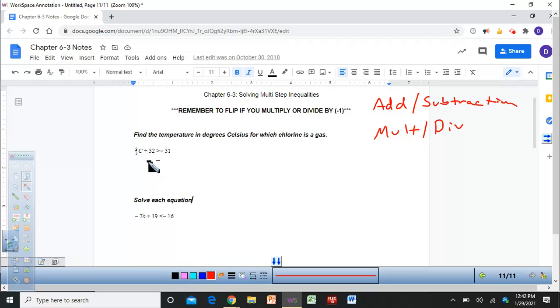So to do number one, first off, we got to get rid of all of our subtraction and addition, meaning we have a plus 32, so I got to get rid of that. I'll subtract 32 from both sides, and then I have 9 over 5c is greater than negative 63. Now we have all of our subtraction and addition done, so now we can get rid of our multiplication and division. We talked about in the last video, how do you get rid of a fraction? You multiply by the reciprocal, 5 over 9. So I'm going to multiply by 5 over 9 on both sides.